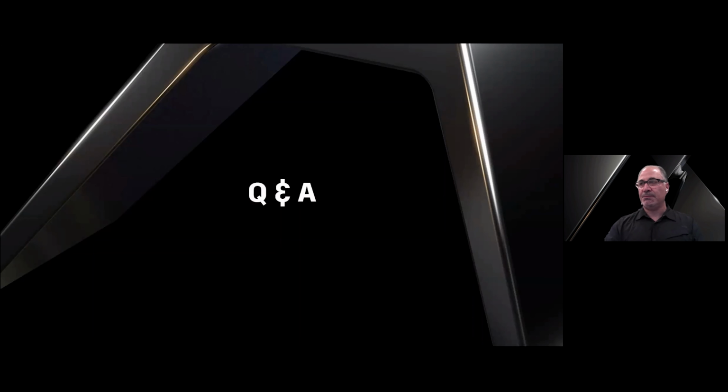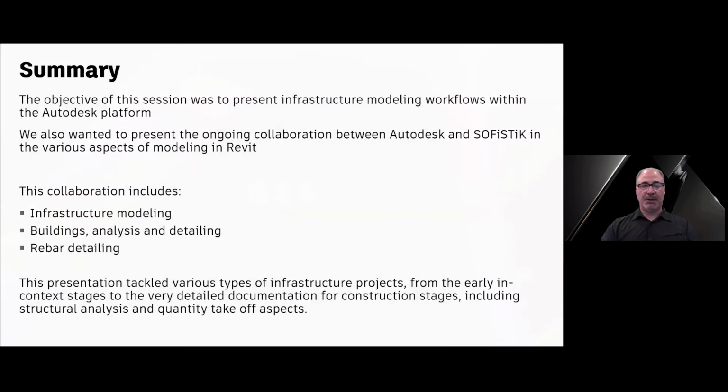We will now turn our attention to questions and answers, but before we get there, a quick summary of what we've seen today. Again, the objective today was to present infrastructure modeling in the Autodesk platform. We decided to do a joint class between Autodesk and Sophistic because we are all working on the Autodesk platform. And this collaboration with Sophistic is a long-standing collaboration, and it includes not only infrastructure modeling, but many aspects of building, modeling, analysis, and detailing.